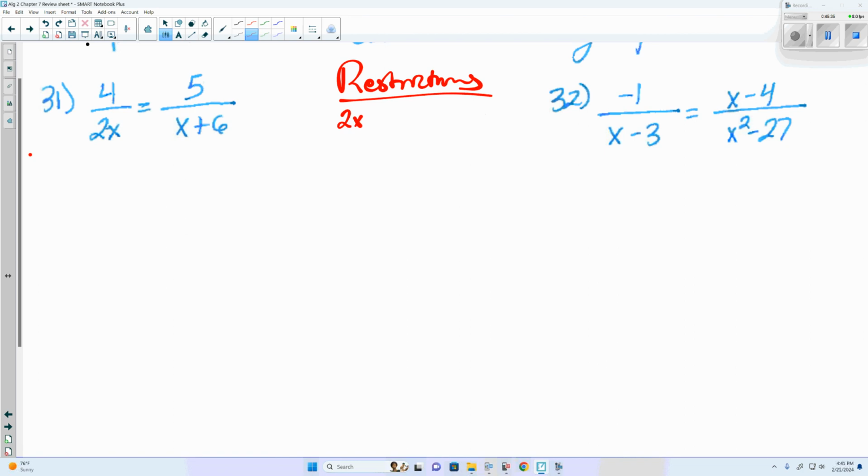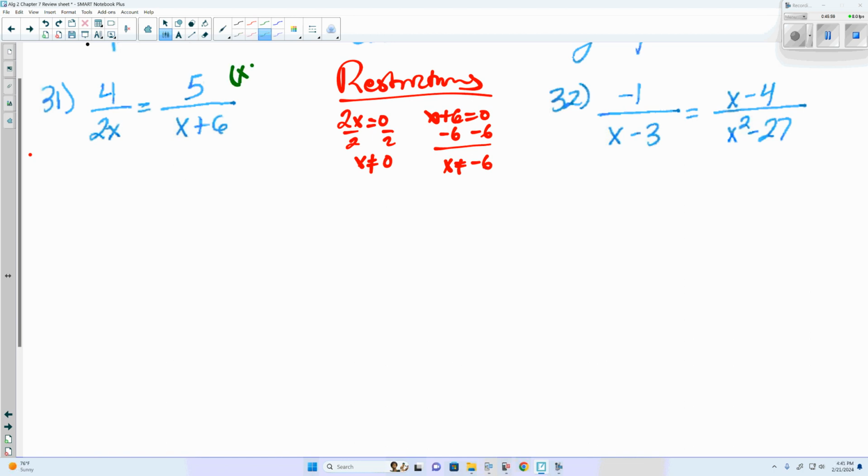It's going to come from whatever makes the denominator 0. With our 2 times x, that's just telling us x cannot be 0. With our x plus 6, x cannot be negative 6. So for 31, if we get a value of x as 0 or negative 6, it won't work.